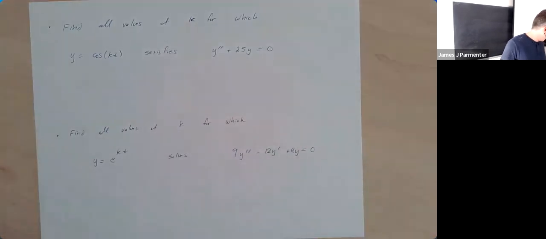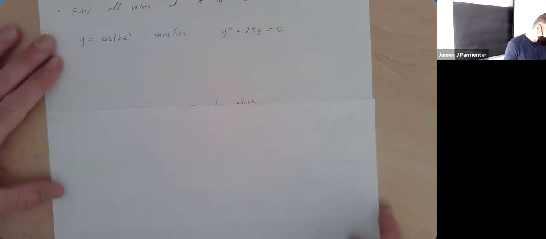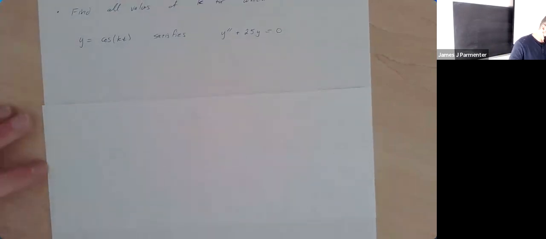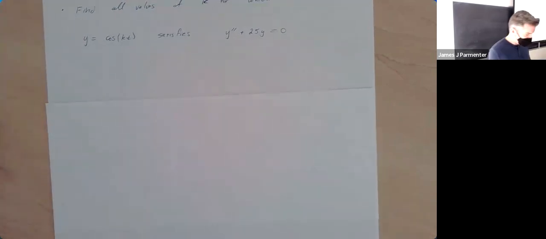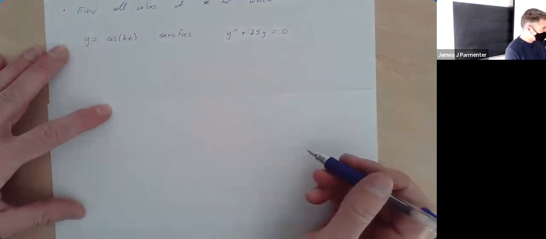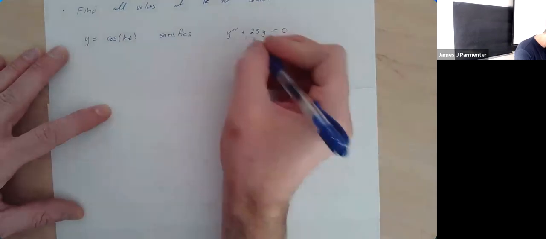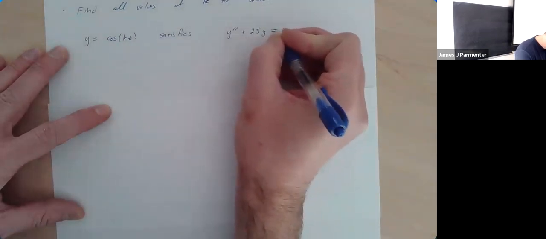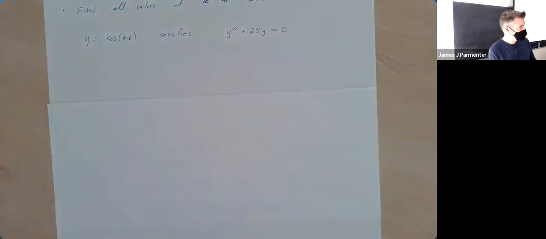Let's do this one first. Find all values of k for which y equal to cosine of kt satisfies the differential equation y double prime plus 25y equals 0. And I'm going to ask again, what is the order of this differential equation? Definitely second. And for a bonus point, is it linear or not? Definitely linear.